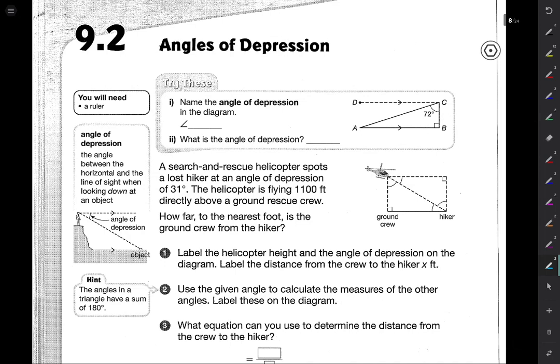Next, we are going to be looking at angles of depression. So these are going to be similar to angles of elevation. We're going to be using SOHCAHTOA to solve them, except now our little man is going to be standing in a different spot. So at the top here, it says name the angle of depression in the diagram.